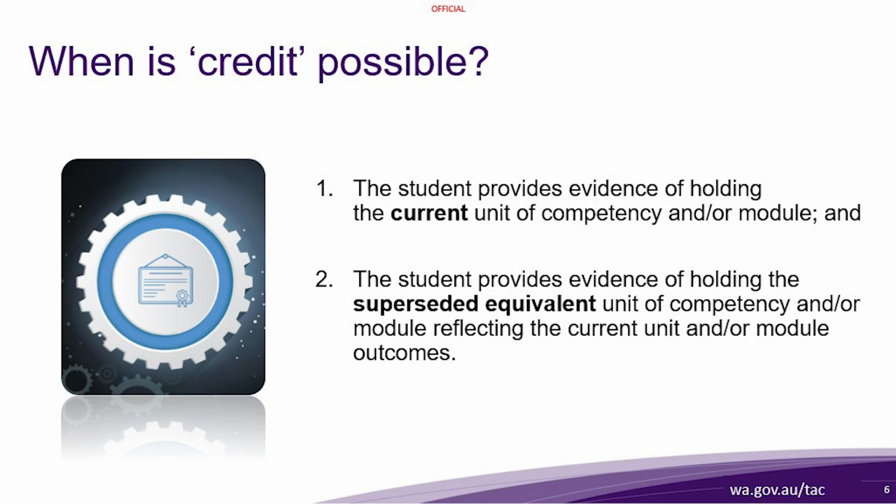Fundamentally, under Standard 3.5, you're required to accept that unit and the student will not need to repeat that unit. The other circumstance where credit is possible is where the student provides evidence that they hold the superseded equivalent unit of competency or module that reflects the current unit or module outcomes. Now, that raises an interesting question, because some units of competency that are superseded themselves supersede and have superseded units. So you can get a chain of units of competency moving down.